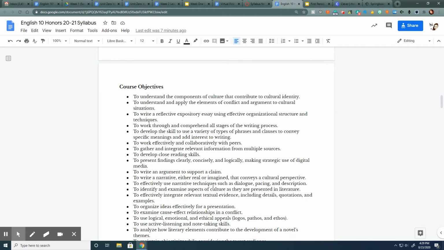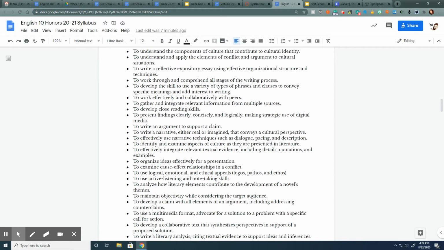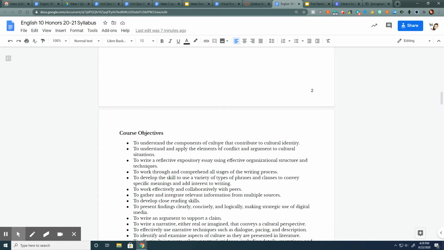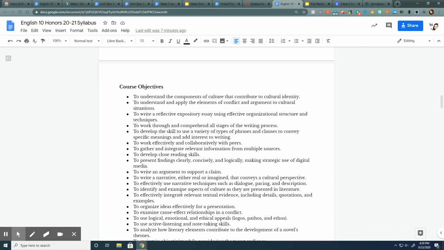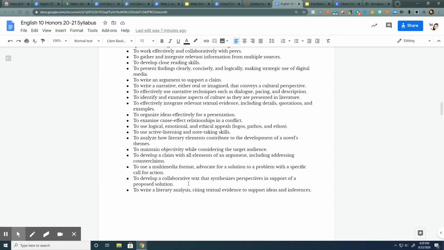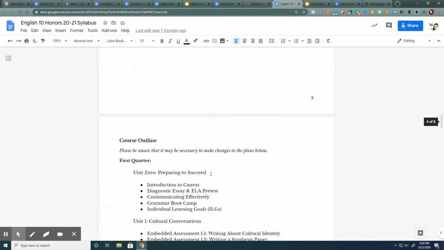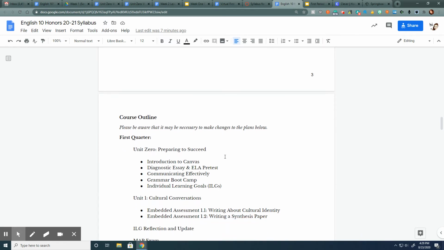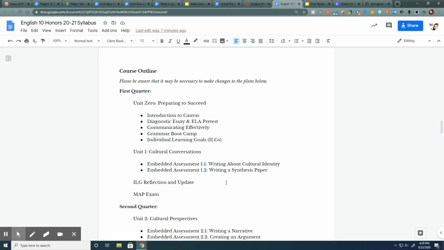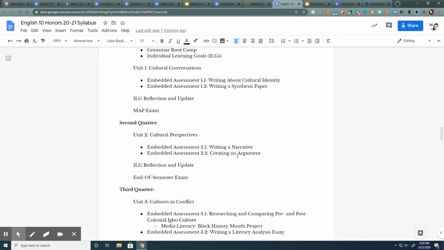Here are the course objectives. I expect you to read them thoroughly and memorize them. There will be a quiz. Actually, I'm kidding. No, I just want you to know what our objectives are so that you know what you're supposed to learn during this class. Just review those on your own. Here is a course outline. It goes over the major things that we will be learning and the major assignments and tests.